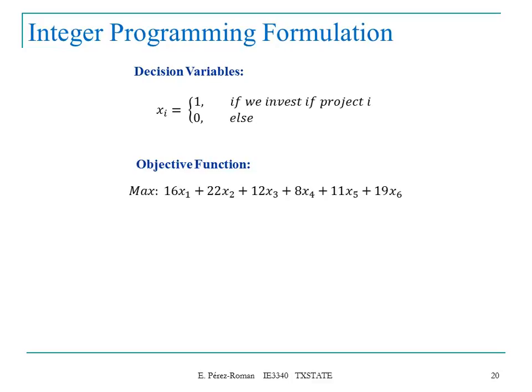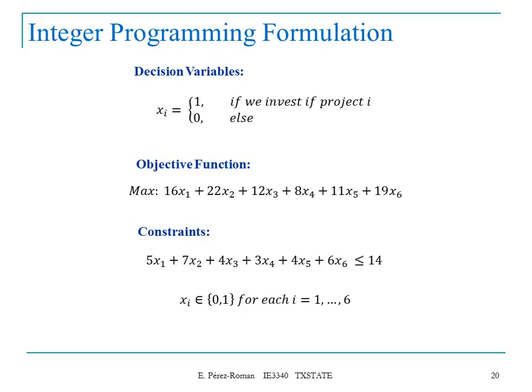Now let's look at the constraints. The money that you have available for your investment is 14,000, right? So that's your capacity. And now you also know the amount of money that you need to invest for each type of investment. For the first one, you need $5,000. For the second one, 7. For the third one, 4. And you know that if you select them, the most that you can spend on those investments is $14,000.